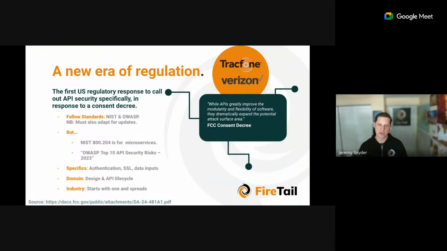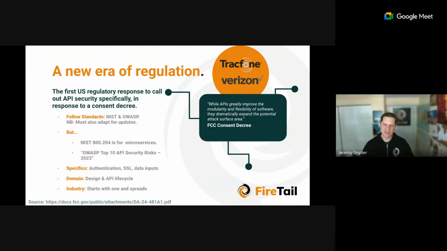And as part of this consent decree, TracFone agreed to improve its cybersecurity activities. And in particular, API security was called out for the first time, which was really interesting and certainly positive from our perspective as people who have been out there telling the world how important API security is for a couple of years now. It was great to see some kind of federal recognition of how critical APIs are in the modern internet.